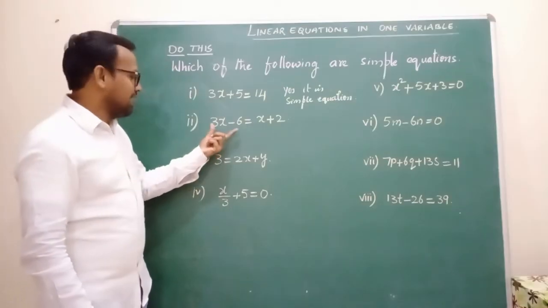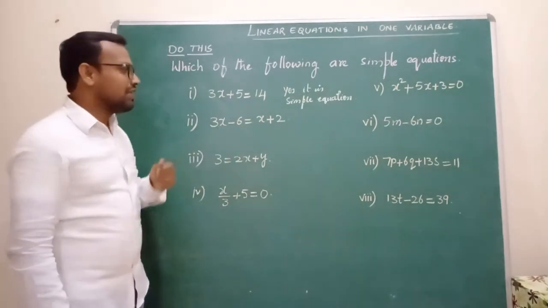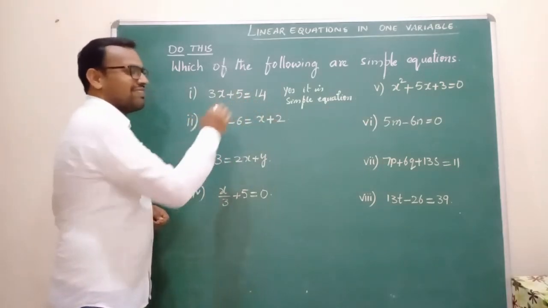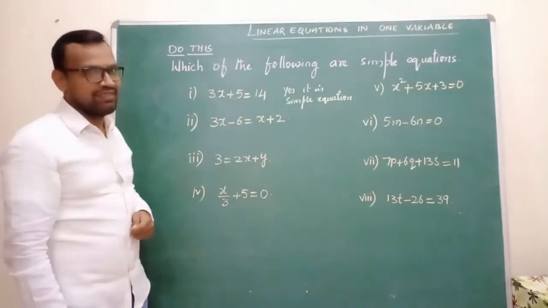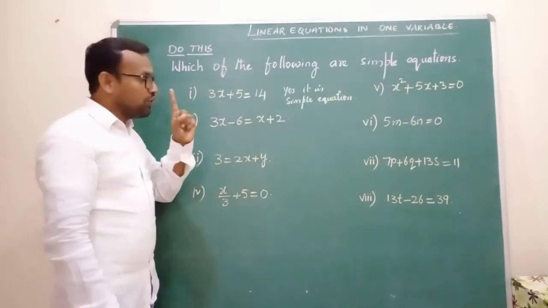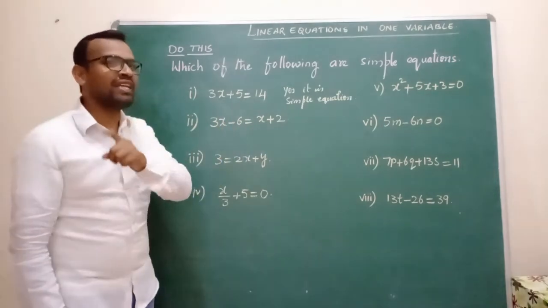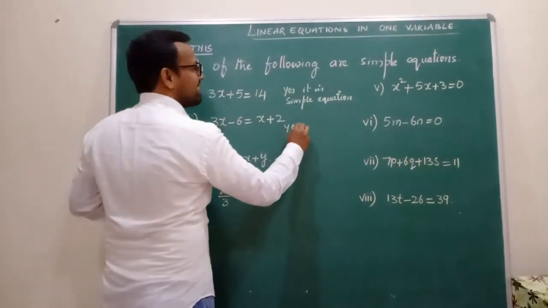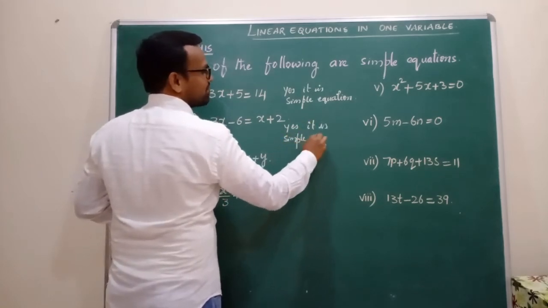Look at the second one. 3x minus 6 is equal to x plus 2. Now, what is the degree of this equation? 1. That means it is a linear equation. And how many variables are present in this? X. Okay, so only one variable x is present. That means it is a linear equation in one variable. So it is a simple equation. Let me write again. Yes, it is a simple equation.